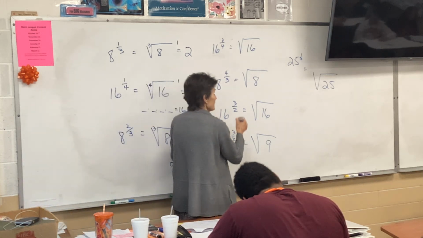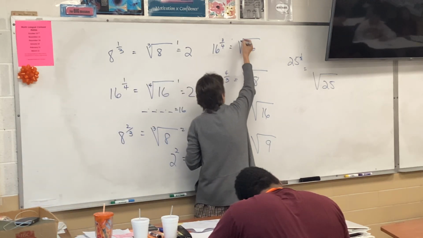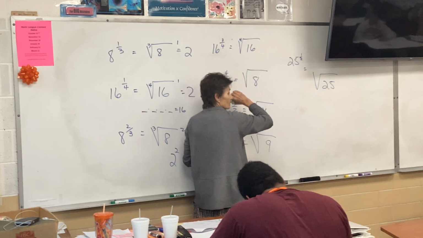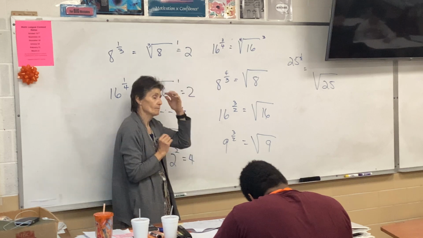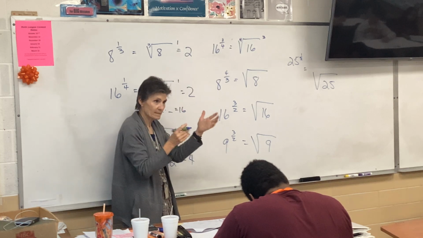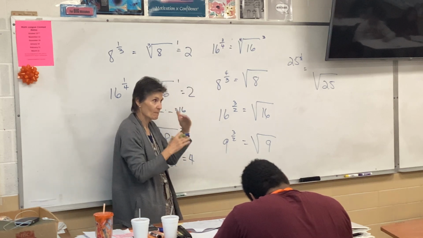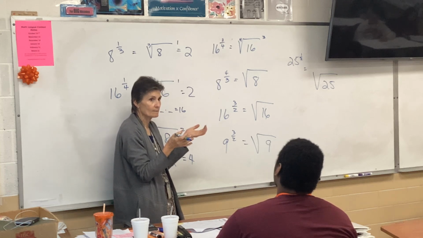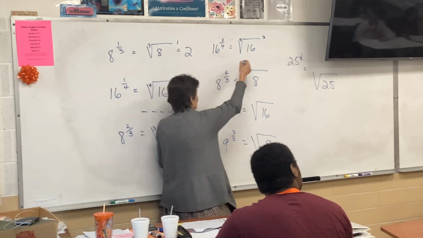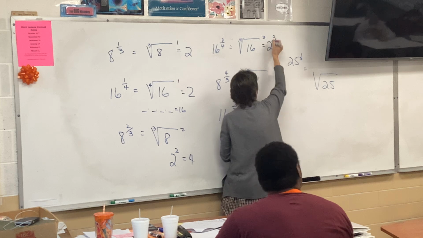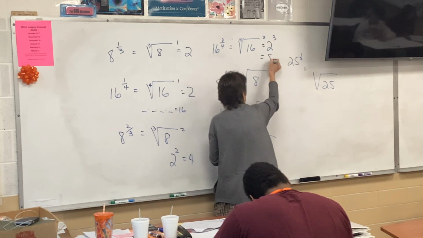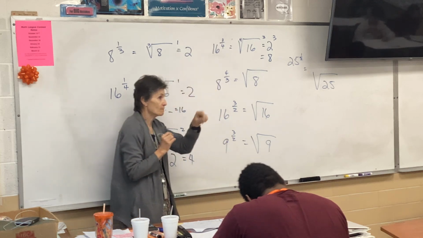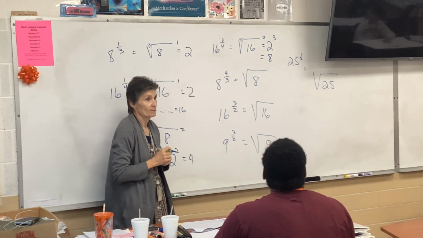All right, what's happening here? Well, it's gonna be a 4th root, cubed. So 4th root of 16, we already talked about it. Do you remember what the 4th root of 16 is? 2. But this time we have to cube it, so our final answer will be 8. 2 times 2 times 2. 2 cubed.